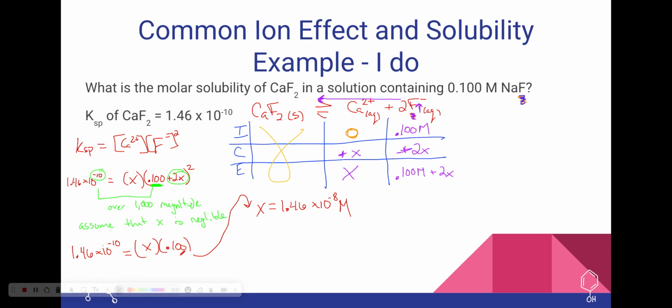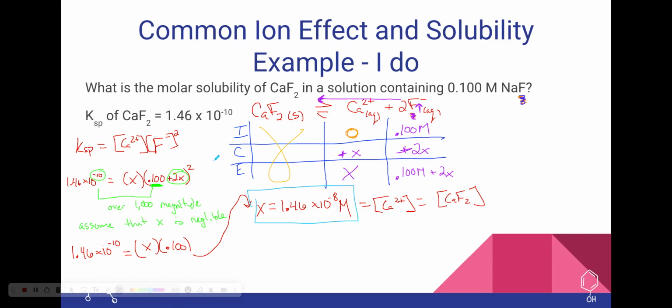And when we do that, it makes the algebra much easier. So we're just going to divide both sides by 0.1 molar. And we get x is equal to 1.46 times 10 to the negative 8th. And just keep in mind, guys, what this value is. That's your concentration of calcium 2+. But our concentration of calcium 2+ is equal to the concentration of calcium fluoride, because one formula unit of calcium fluoride releases one calcium 2+ ion, so their concentrations are the same, which means that is indeed the molar solubility. So our molar solubility of this problem is 1.46 times 10 to the negative 8th.